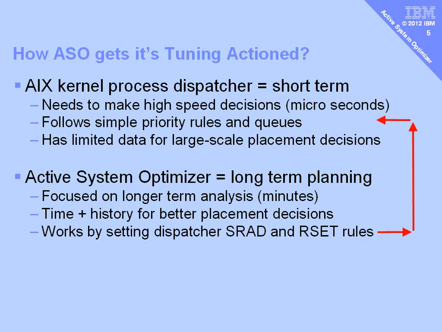This is where the Active System Optimizer comes in. It takes this longer term view, looking at the processes and what they're up to and which bits of memory they're accessing, and based on this more historic information, we're talking in a couple of minutes of course, it makes better decisions about where processes would better run. It's going to use the system resource affinity domains and the resource set rules to do this, and then the dispatcher actually operates these rules and queues.